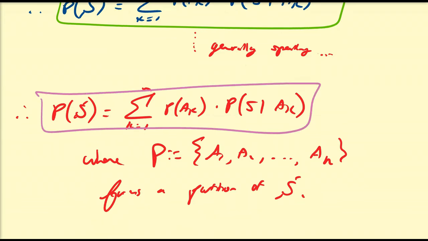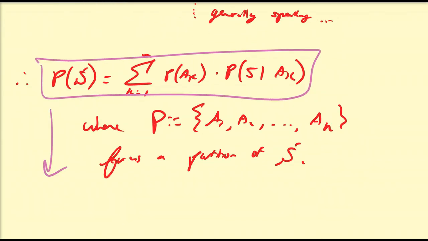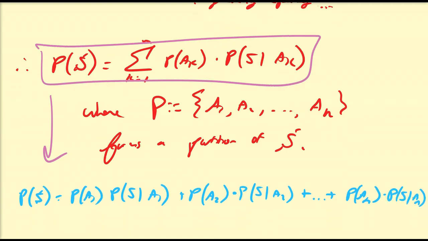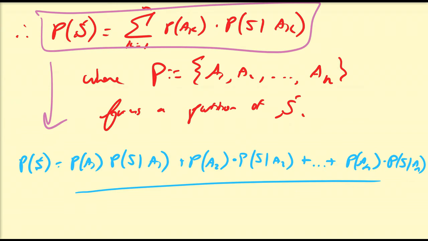So if you do not like this compact form, you can rewrite it in an expanded form if it makes you feel any better. So we can rewrite P(S) to be equal to P(A1) times P(S given A1) plus P(A2) times P(S given A2) plus, all the way down to P(An) times P(S given An). So this is the law of total probability. Now let us work through an example to illustrate how this is going to work.